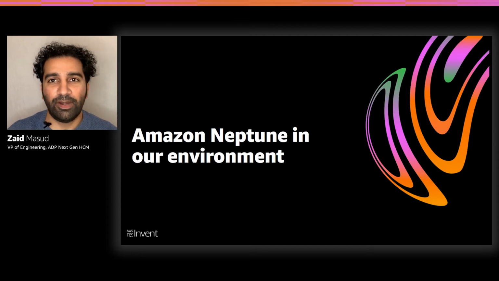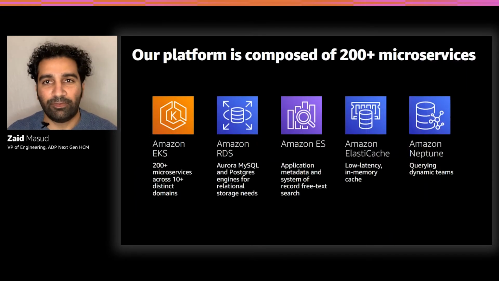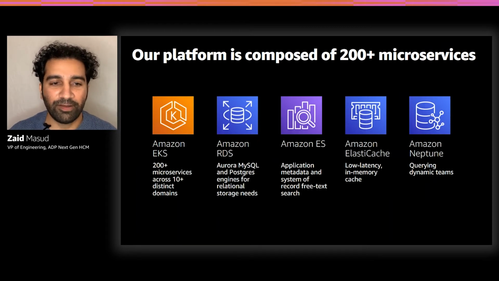So to tell you more about Amazon Neptune in our environment, our platform is composed of over 200 microservices. This enables us to create microservice domains across the entire platform. And Amazon Neptune is one of the databases that we use in this ecosystem. All of these microservices run on Amazon EKS. And we have multiple database technologies at play. We use RDS for relational data needs, Elasticsearch for text search needs, Amazon ElastiCache for in-memory storage, and Amazon Neptune for querying our dynamic teams.